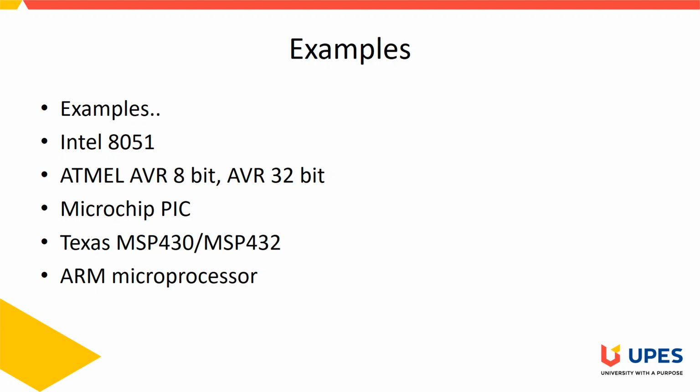Then you have ARM processors. You have seen their application in current mobile devices. Most of the mobile devices that use the Snapdragon processor are based on the ARM architecture. And if you talk about the ARM architecture, it follows the Harvard architecture only in terms of the bus architecture.